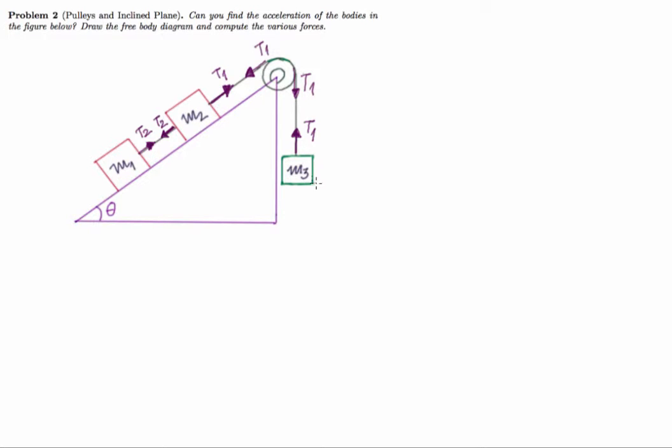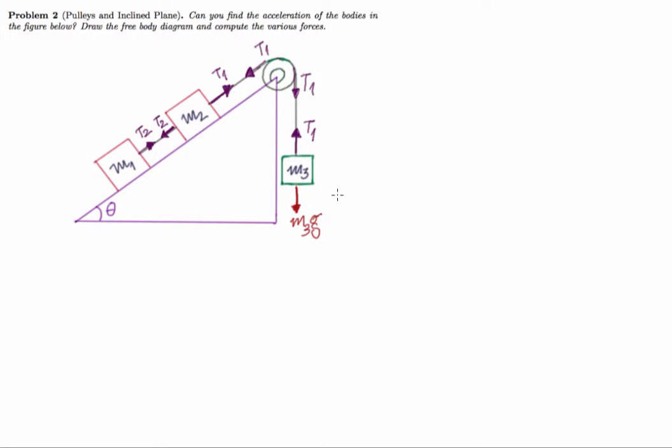Let's see now M3. It's very easy. M3 is not touching the plane, so only one force acts now. Sorry, let me take a darker color. And this is M3 times the acceleration due to gravity, so M3g.